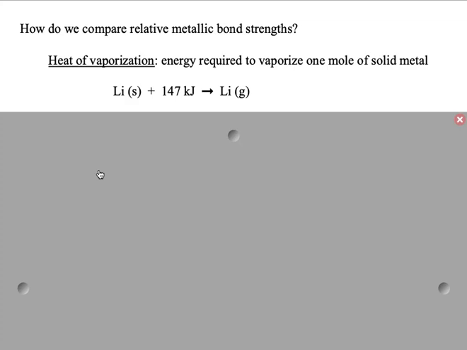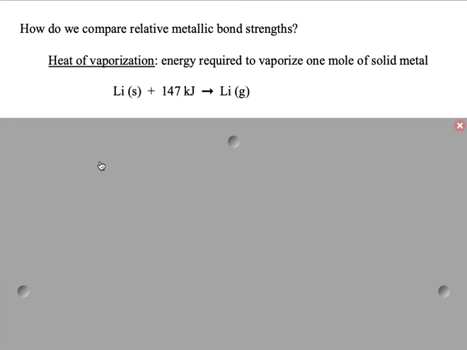So for example, if I have 1 mole of solid lithium and I want to turn it into 1 mole of lithium atoms in the gas phase, I have to put in 147 kilojoules of energy to overcome the metallic bonding. So that 147 kilojoules of energy is a direct measure of how strong the metallic bonding is in lithium.